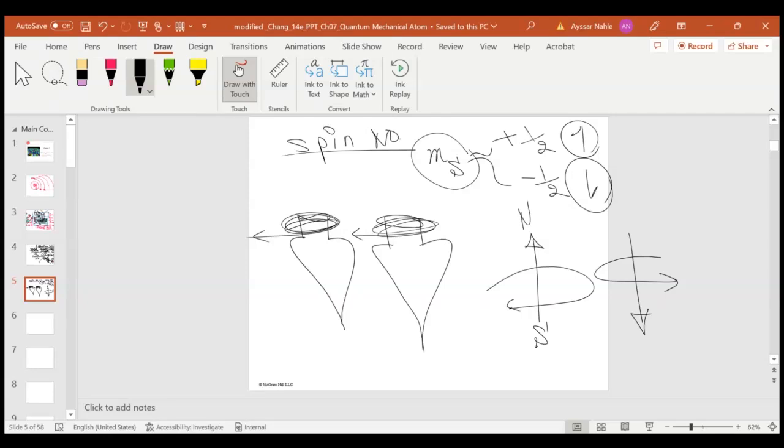Once one is spinning this way and the other in the opposite way, they hit and come back, and they keep on existing together. Is it okay? And that's why we say this one is plus half, and this one is minus half. Is it clear? Yeah? Good. Done.